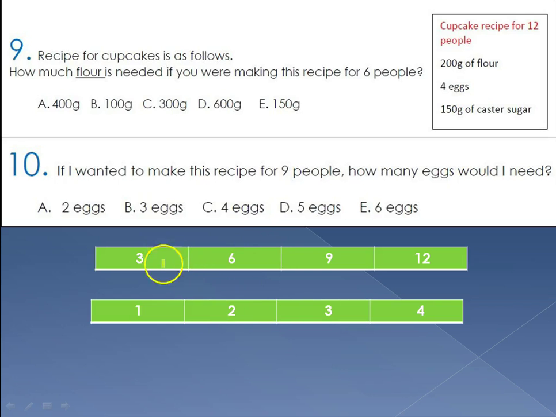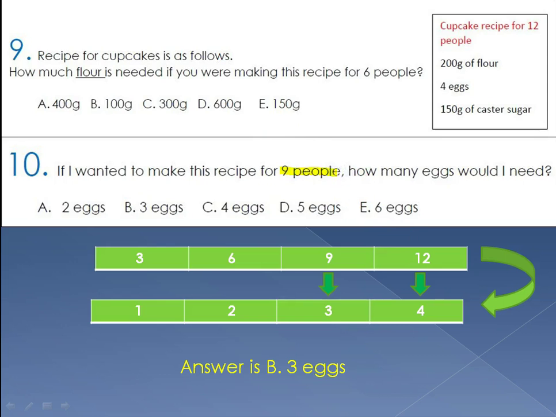For 3 people, it only needs 1 egg. So I've kind of chunked it into quarters. So I go 3, 6, 9, 12. So you have your 12 people with 4 eggs, 9 people for 3 eggs, 6 people for 2, as I said, and 3 people will need 1 egg. And they're asking for 9 people. So I hugely believe in this bar model.